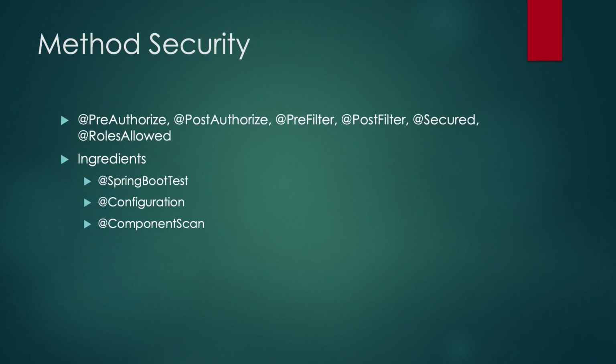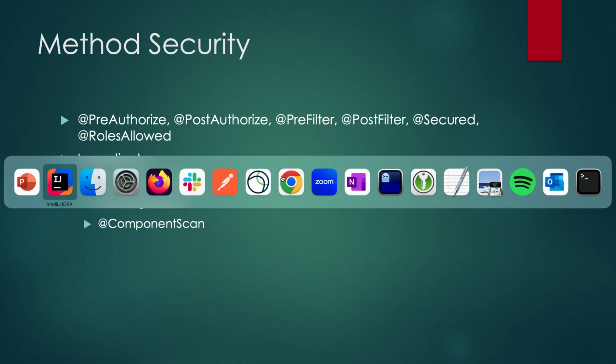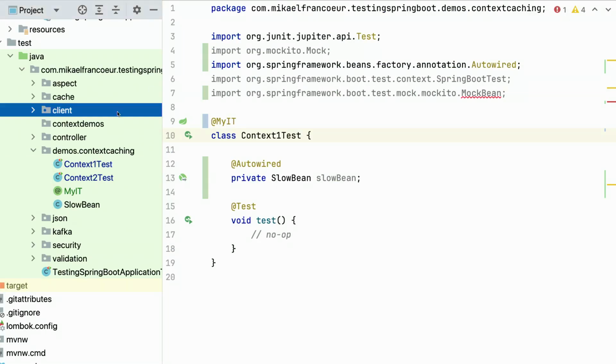We're going to use 3 ingredients. We're going to use @SpringBootTest. We're also going to disable the load everything behavior by specifying a nested configuration class. And finally, we're going to identify exactly what we want to load from our application using an @ComponentScan annotation. So let's see how we can do this.